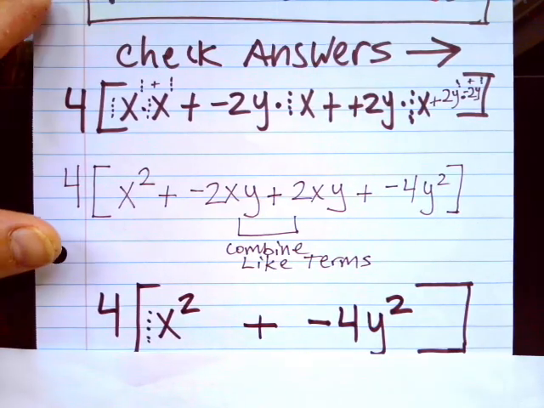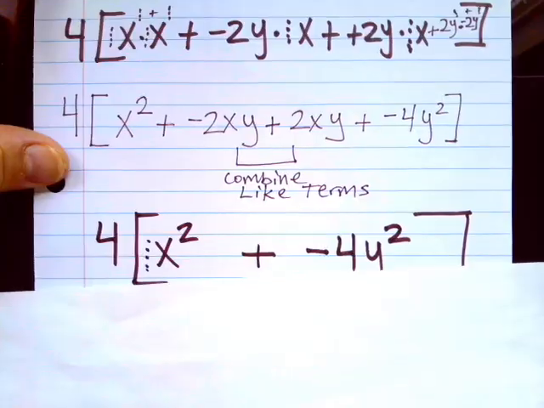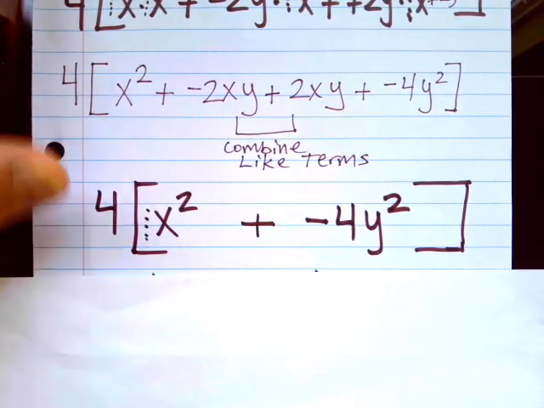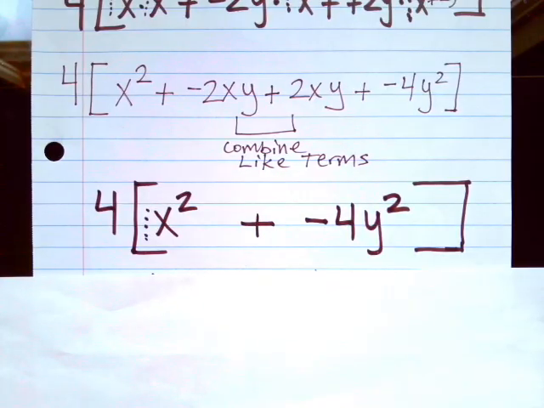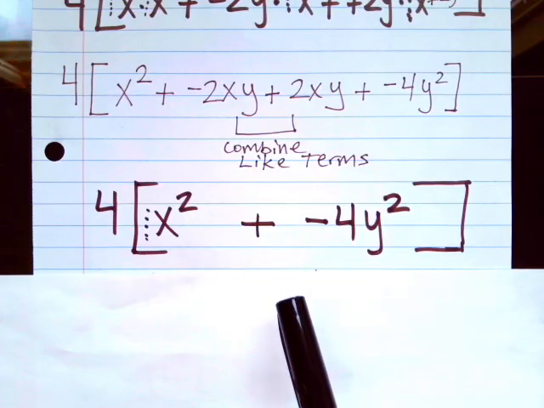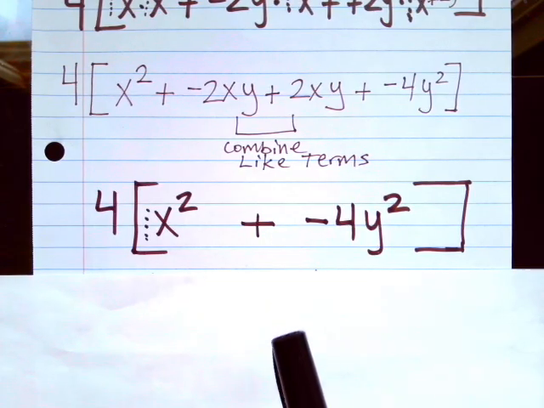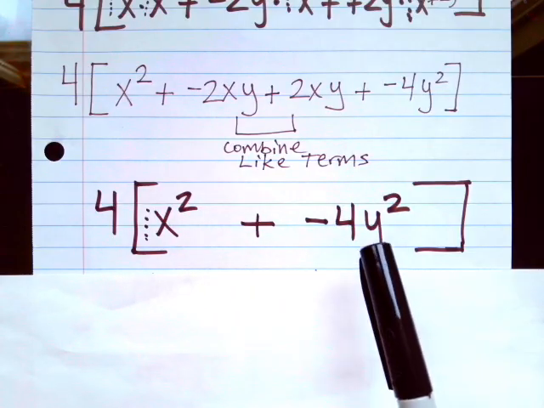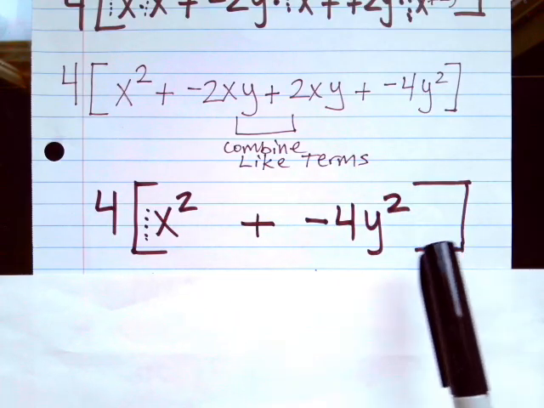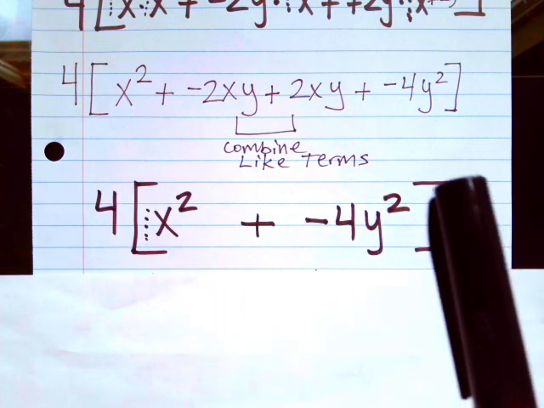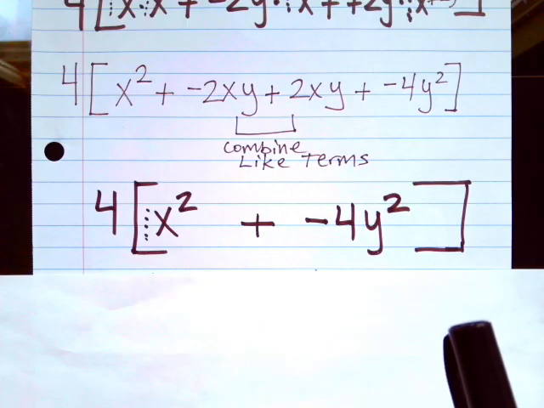Now the last step in order to check this answer. Again, we're trying to make sure that if we factored correctly, while we check our answer using FOIL, we'll end up with the exact same problem we started with. So here I've got x squared plus a negative 4y squared inside the parentheses. I'm using brackets instead of normal parentheses that you would see. It all means the exact same thing.